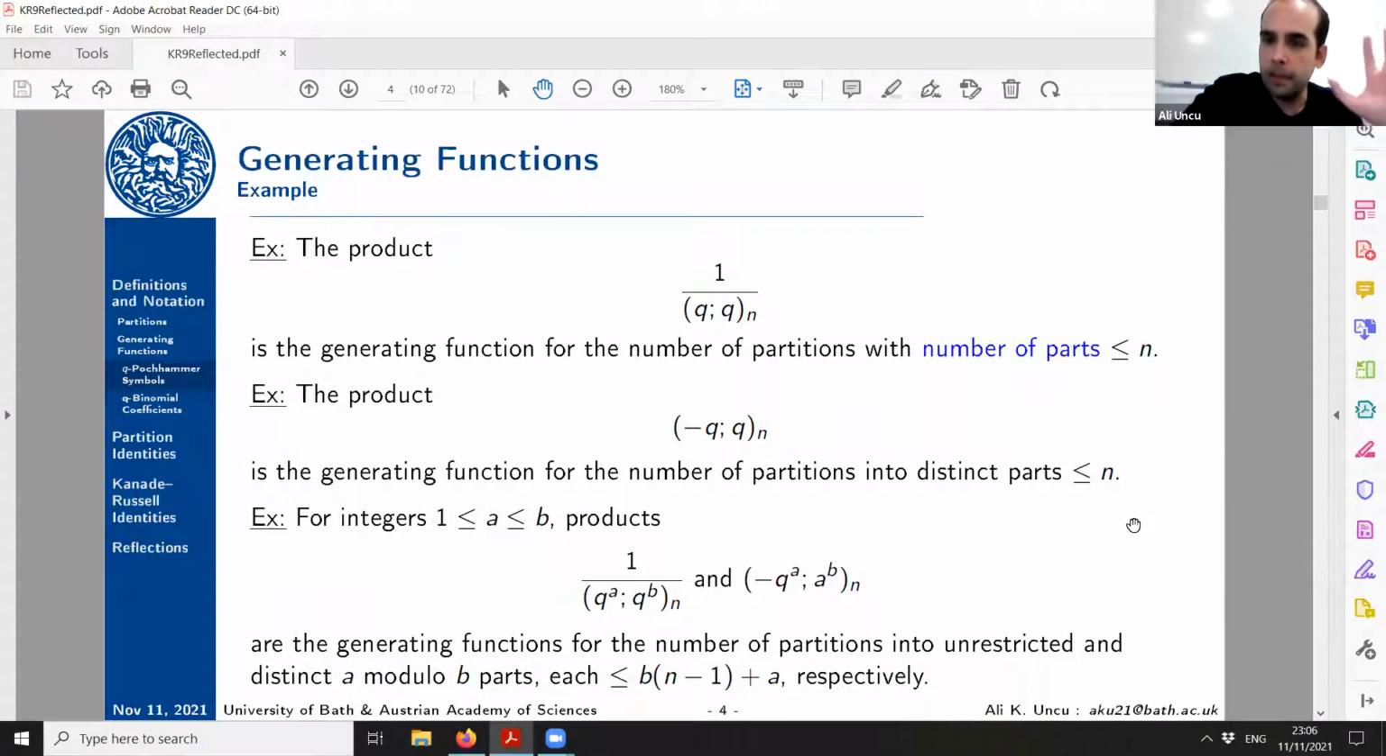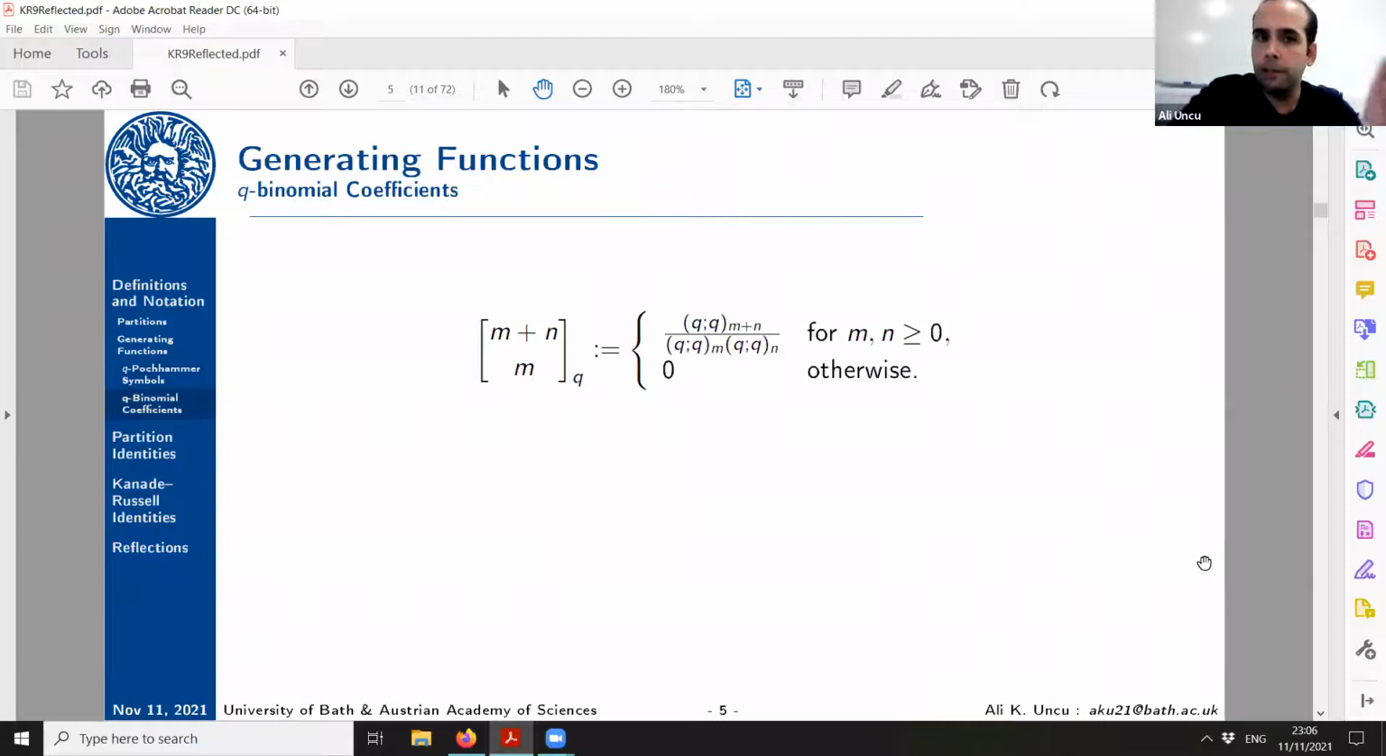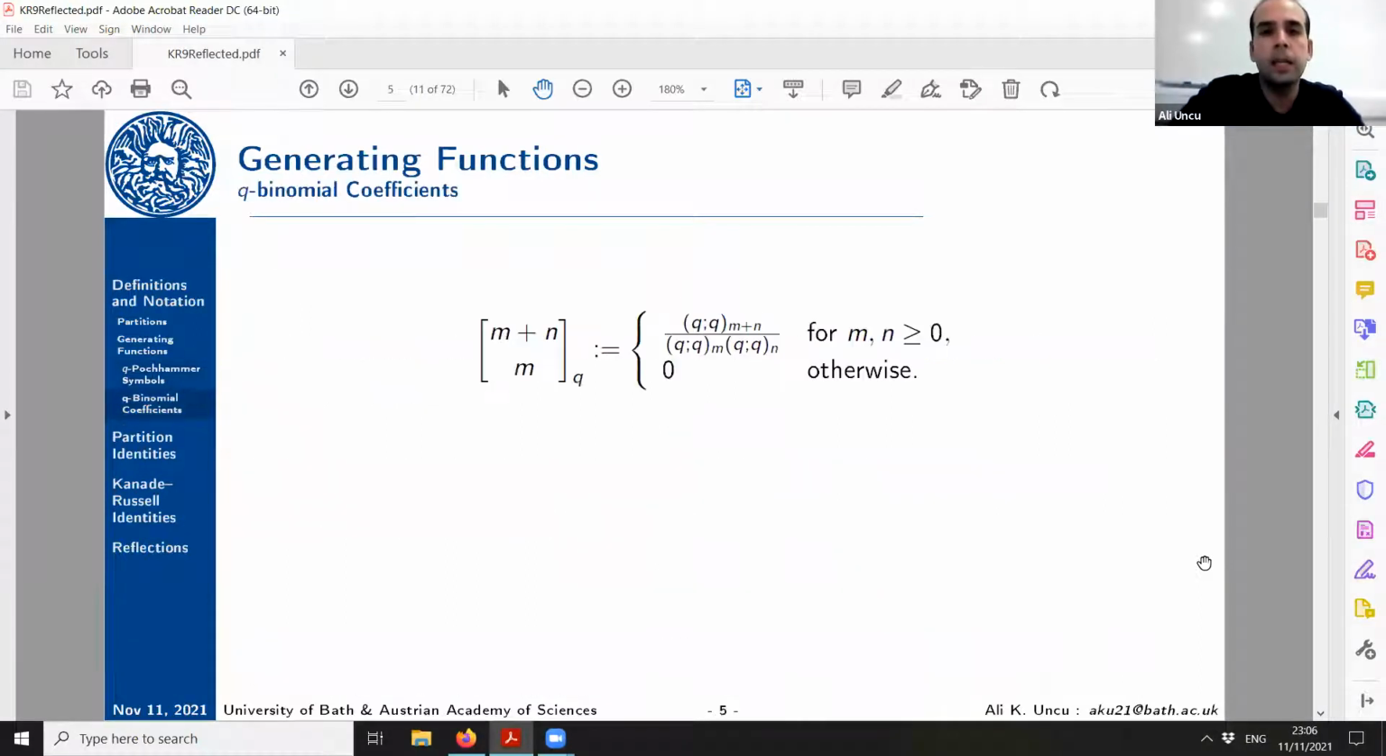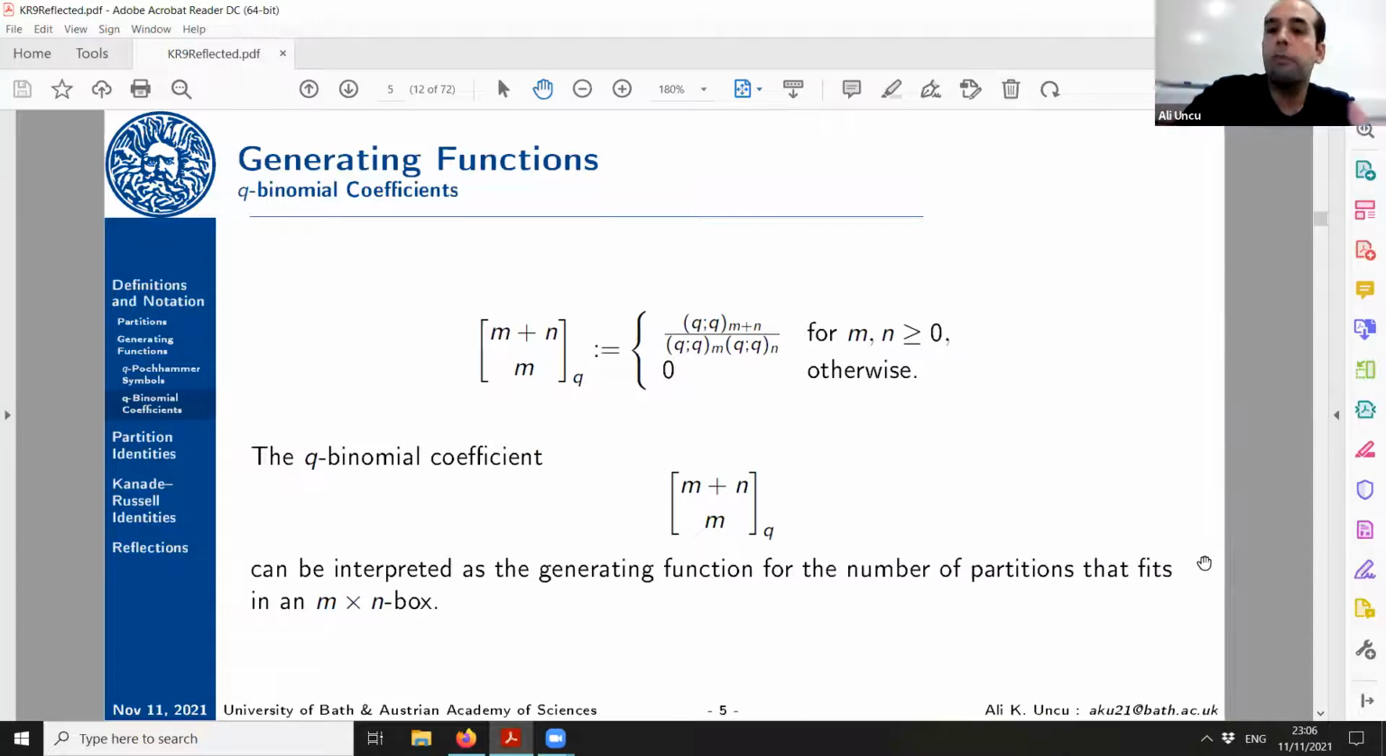Okay, now we have some substance of the generating functions. We know how we do some interpretations. I will define one more generating function, which is the Q binomial coefficient. It is the generalization of the normal binomial coefficient, and these were the generalizations of factorials anyway. So this Q binomial coefficient can be interpreted as the generating function of number of partitions that fit in an m times n box. So now we're controlling both the number of parts and the size of the box with these Q binomial coefficients.